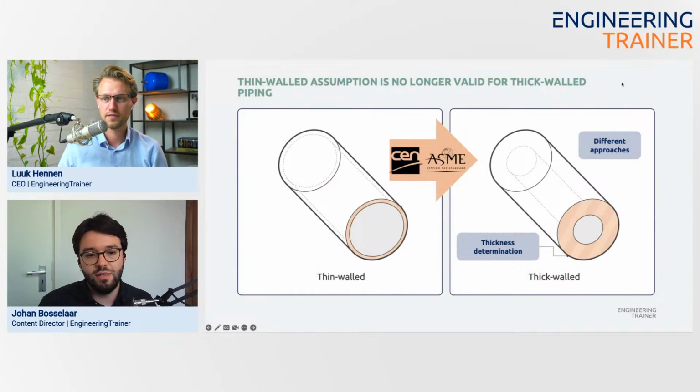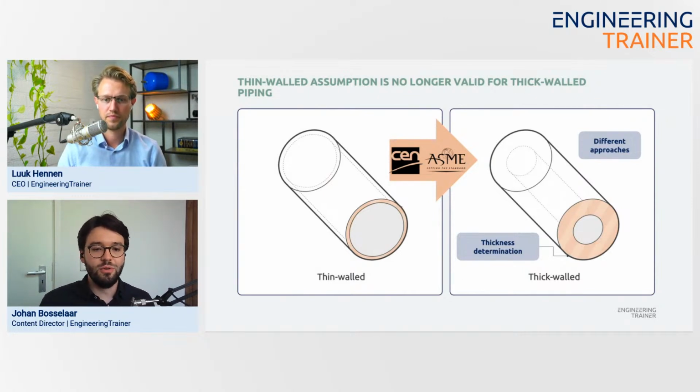For thin wall pipes, different equations are necessary to do a pipe stress analysis. And similarly for thick wall piping, there are also different relevant equations. We're looking at what is a thin wall pipe, what is a thick wall pipe, and also how these are integrated in two different codes. So we're looking at the EN 13480 code and the ASME B31.3.